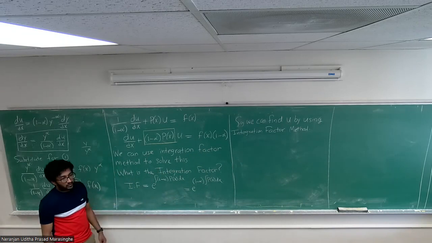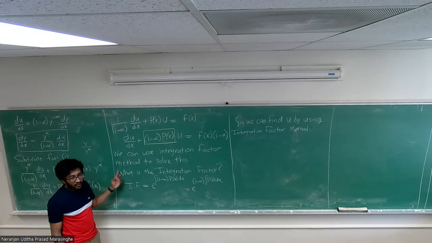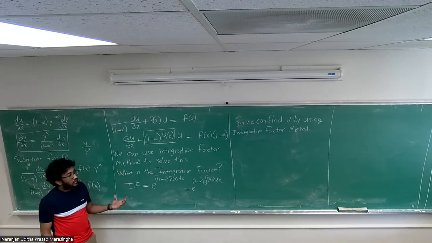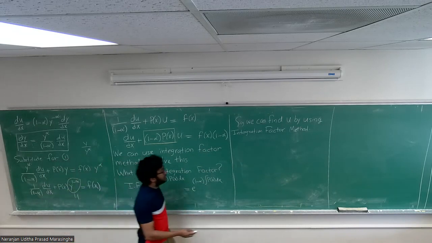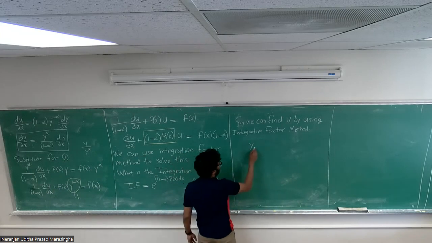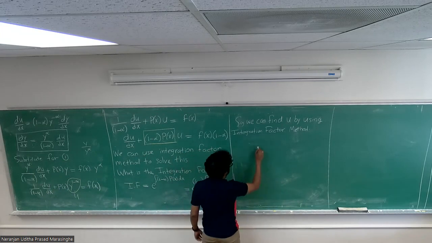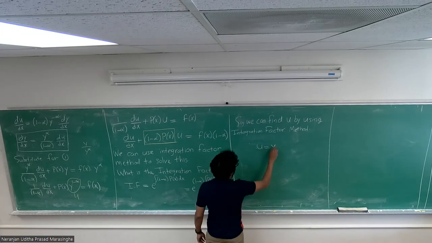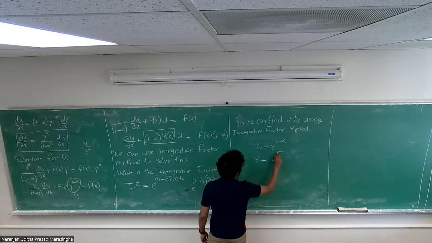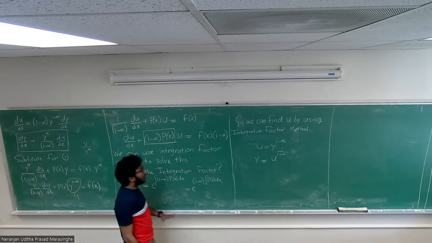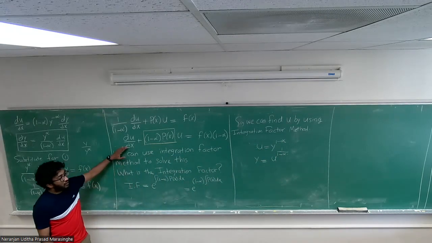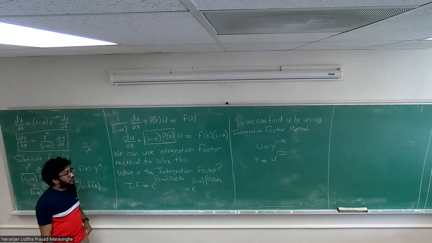Suppose we found u, then what is the next step? Our final target is finding y, right? Because y was our main target. So we know that u equals y to the power 1 minus alpha. So y is going to be equal to u to the power 1 over 1 minus alpha. So everything would be okay after we found u.